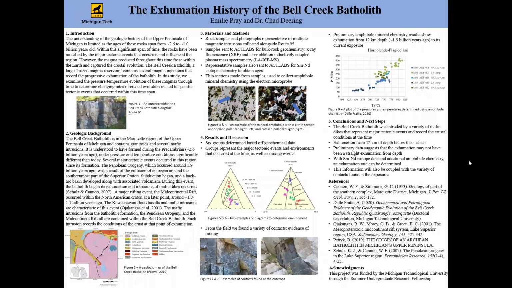Hello, my name is Emilie Pray, and I am a third-year geology major at Michigan Tech. Today I will be presenting my research on the exhumation history of the Bell Creek Batholith.